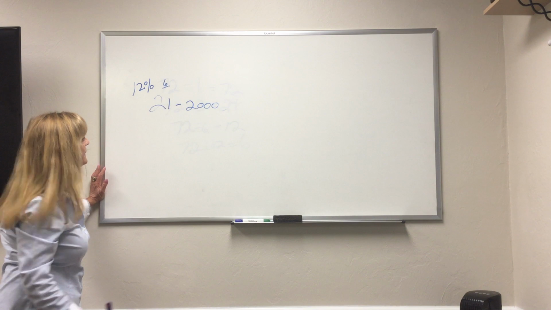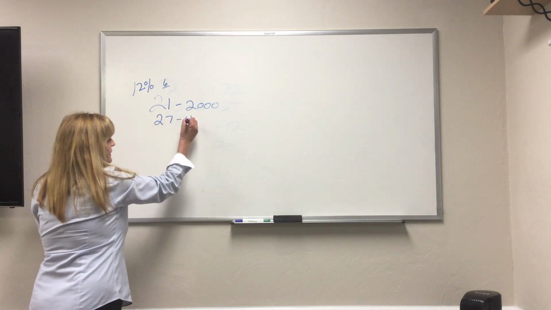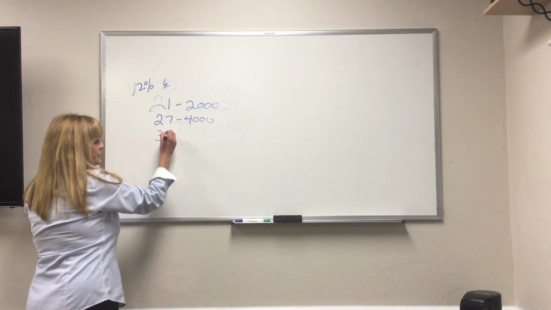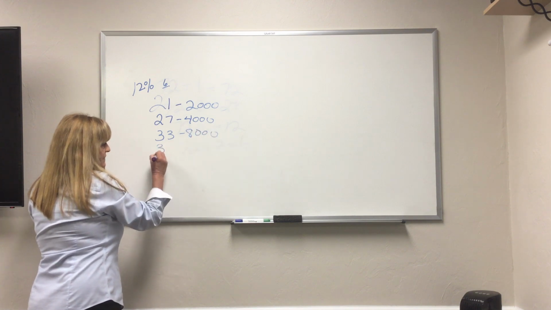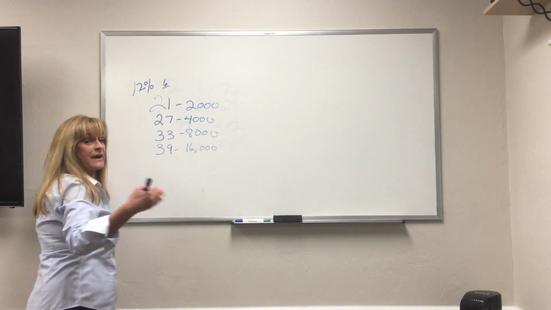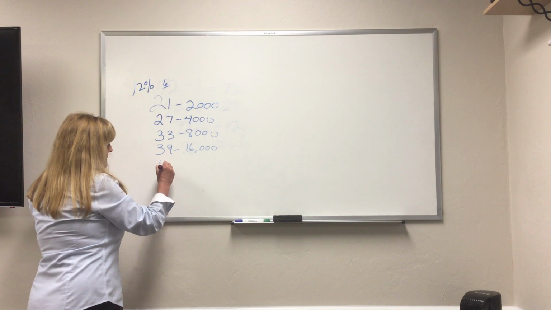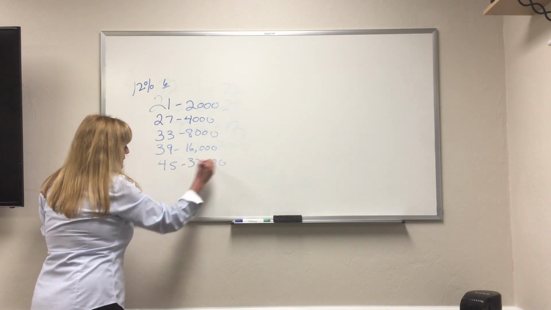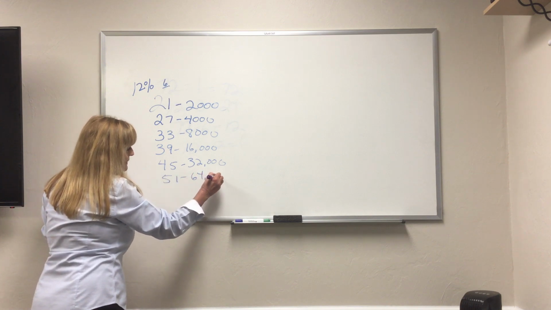So let's take a look at that. Your $2,000 in 6 years would turn into $4,000. Another 6 years, that would turn into $8,000. Another 6 years, it would turn into $16,000. Do you see how that's working? It's doubling and doubling, it's compounding. Another 6 years, it would turn into $32,000. Another 6 years, it would turn into $64,000.